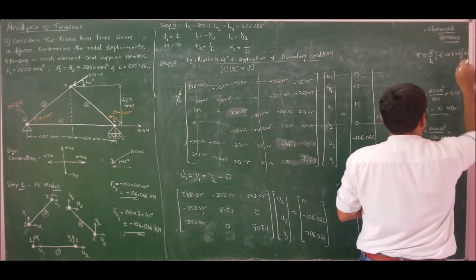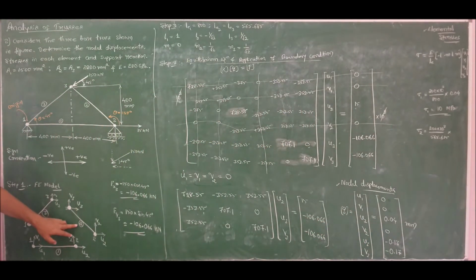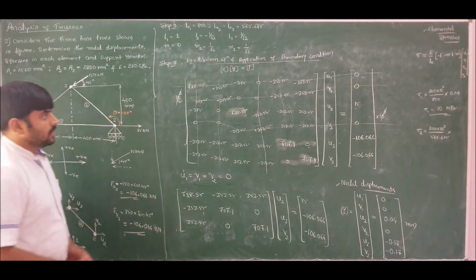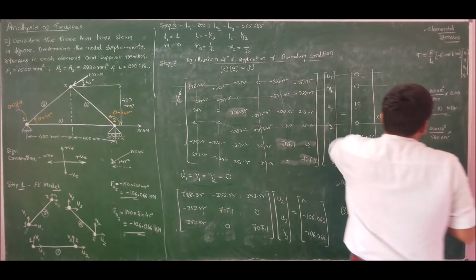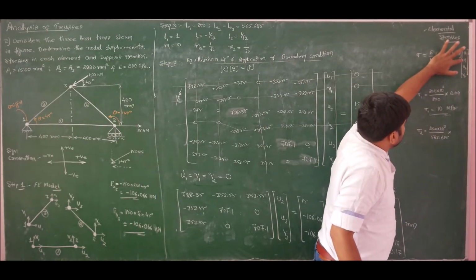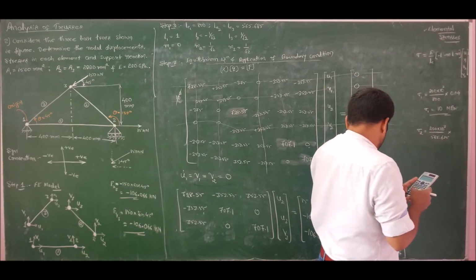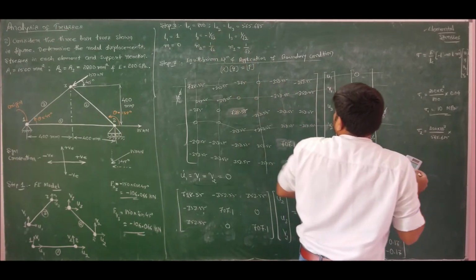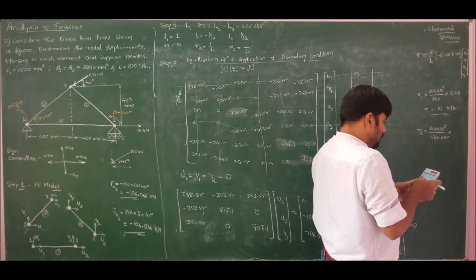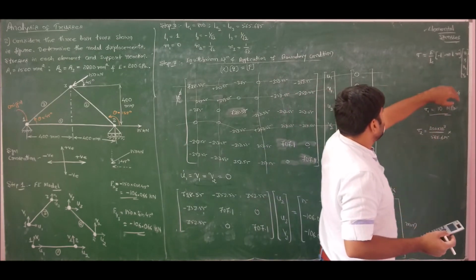For the matrix multiplication of element 2, the displacements are U2, V2, U3, V3. Coming to U2, U2 is 0.04 multiplied with minus L. Minus L2 is minus 1 by root 2, so minus of minus will become plus. Plus V2 will get multiplied with minus M. V2 is 0, and 0 into anything will become 0.